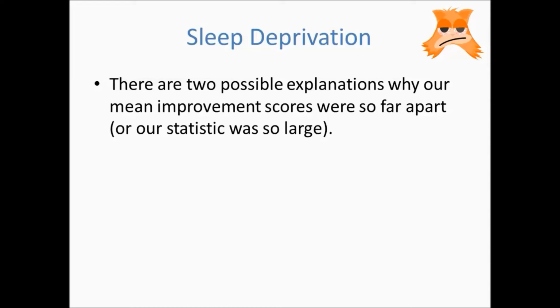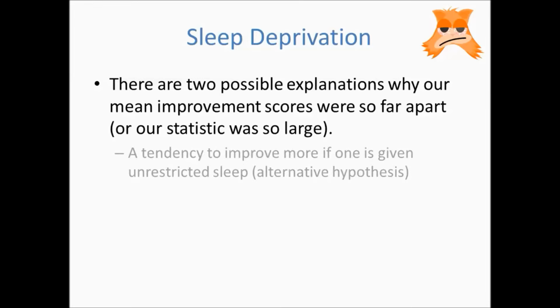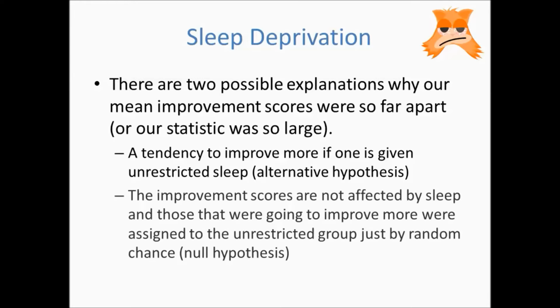There are 2 possible explanations why our mean improvement scores were so far apart, or our statistic of the difference in the scores was so large. The first is that there's a tendency to improve more if one is given unrestricted sleep. This is the alternative hypothesis. The other explanation is that the improvement scores are not affected by sleep, and many of those that were going to improve more were assigned to the unrestricted group just by chance. This represents the null hypothesis.